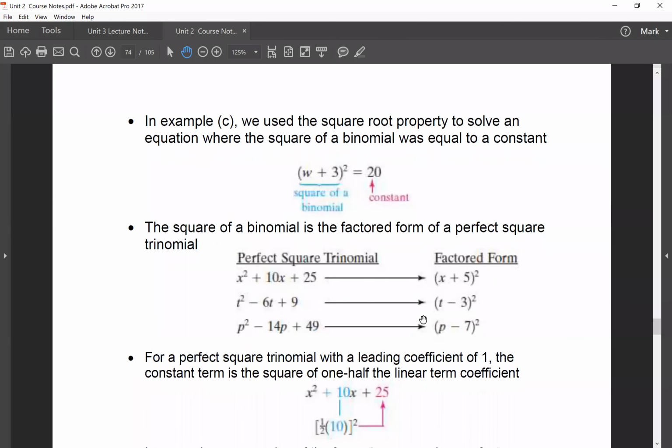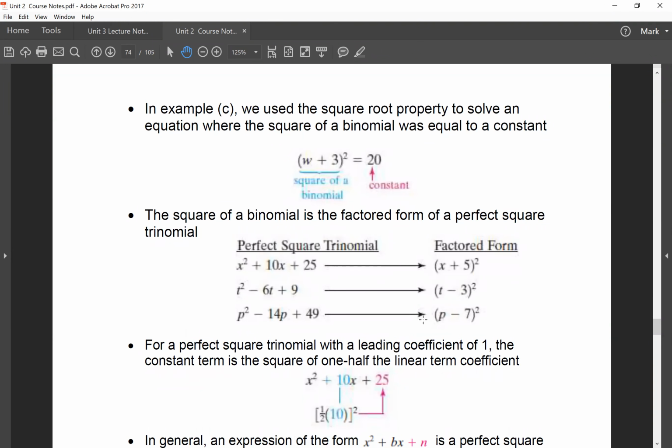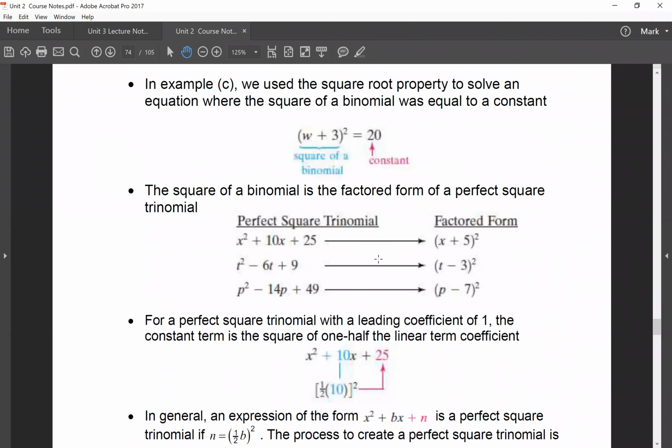And they're talking about the previous example, the last one in the ones that the book has done for you, example C. They use the square root property to solve this equation. However, we can use another property to solve this equation, and it's called the perfect square trinomial. The square of a binomial is the factored form. So binomial, meaning two terms, is the factored form of a perfect square trinomial.